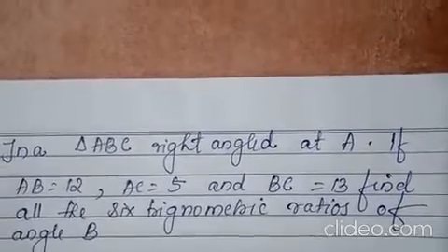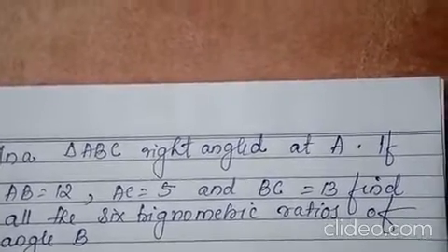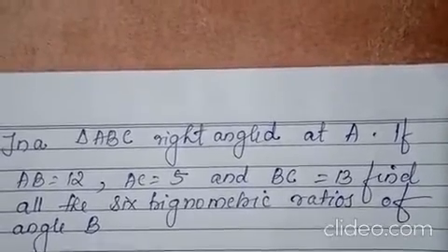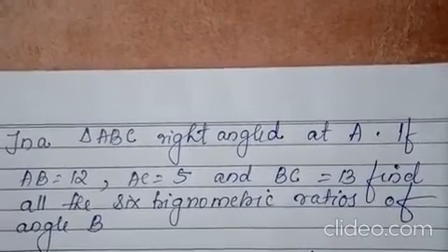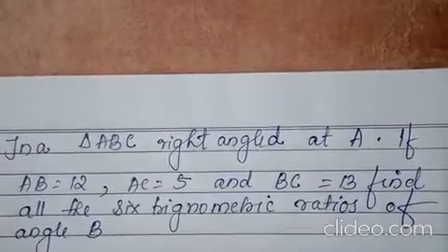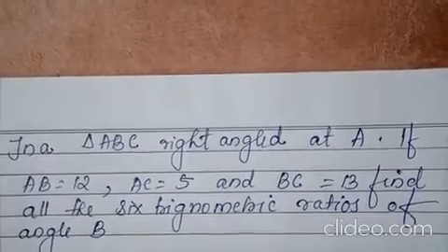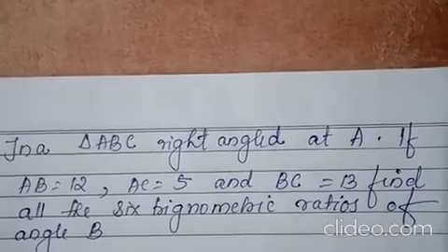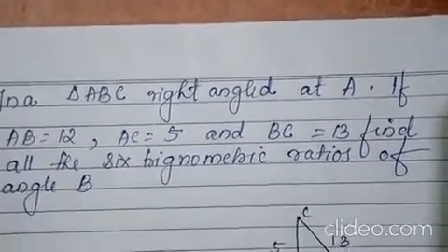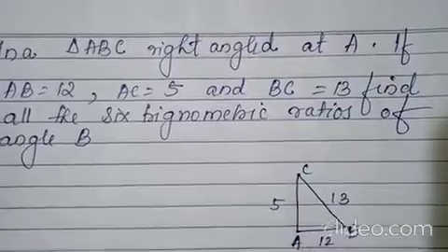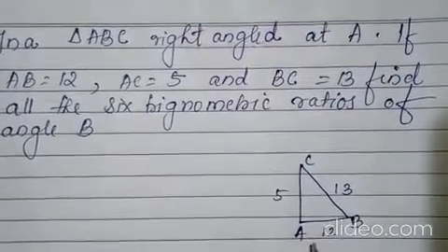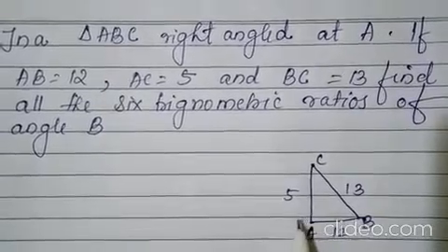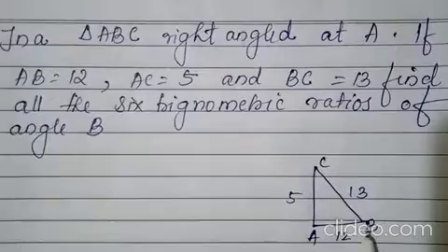I will write one question for you. In a triangle ABC, right angled at A, if AB equals 12, AC equals 5 and BC equals 13, find all the six trigonometric ratios of angle B. This is the right angle. All the measures are given, so we have to find the 6 trigonometric ratios. AB is 12, AC is 5, and BC is 13.